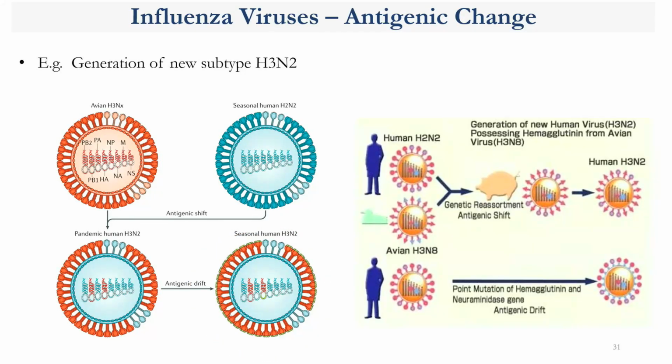So again, here's human H2N2, avian H3N8. Let's say the pig gets infected. So you get genetic reassortment and antigenic shift, and now you're making H3N2. And these can undergo point mutations to give you antigenic drift. So these can continuously change, and they can change fairly rapidly.